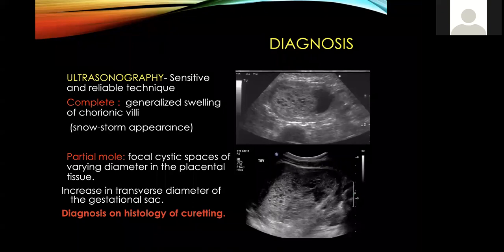Thank you, support. You have to do a wonderful ultrasound, a transvaginal ultrasound or a transabdominal ultrasound with full bladder, and you find a snowstorm appearance, a generalized swelling of the chorionic villi in a complete mole without an embryo, and in the partial mole, you find focal cystic spaces of varying diameter. I hope you are understanding. You can acknowledge in the chat box.